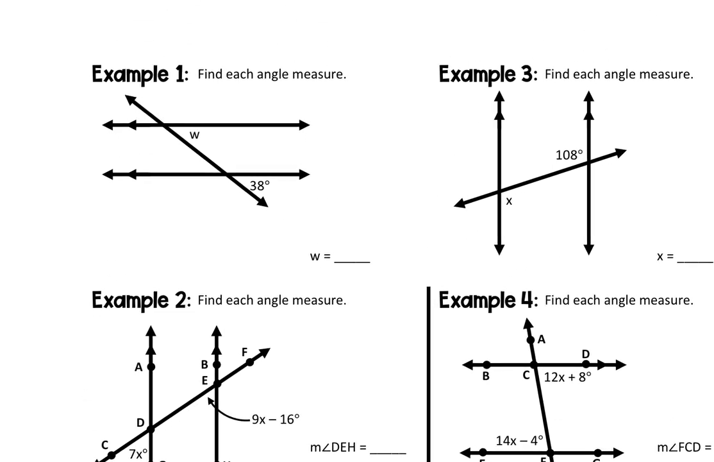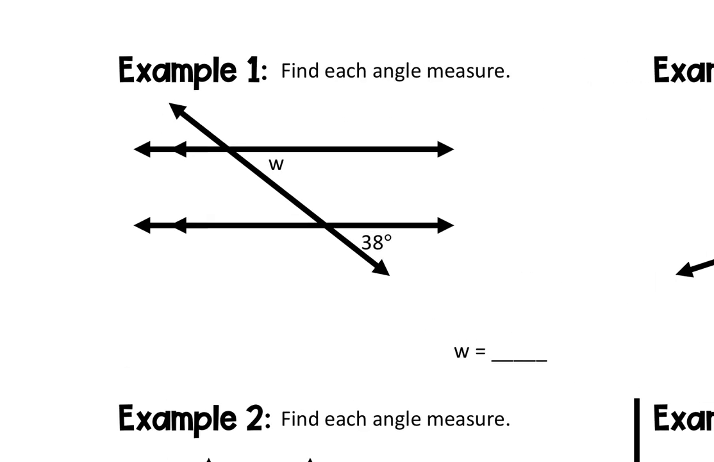Okay, so let's start with example 1. It says find each angle measure. So your job is to find what the angle is for the variable that's missing. The variable that we're looking for is W. So we want to know what this angle is. That's the question. First thing I will tell you that you need to do, if you're dealing with transversals and parallel lines, you need to ask yourself, what type of angles are they?